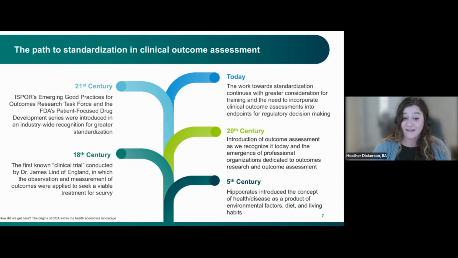And then that brings us to today, where, of course, the work for greater standardization continues on. We continue to recognize the growing need for training. And of course, we continue to further refine our approach to incorporating clinical outcome assessments into the endpoints for regulatory decision making as well as patient best care.